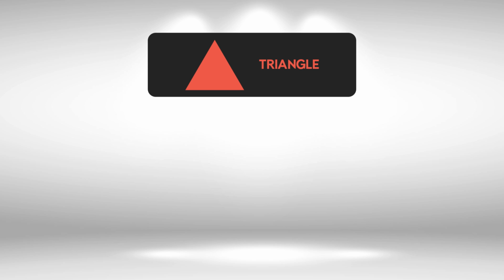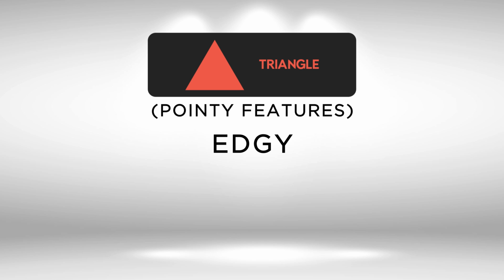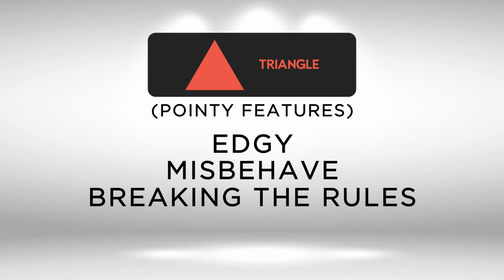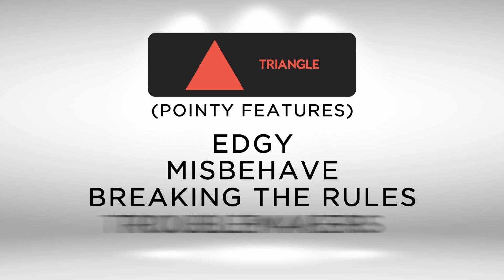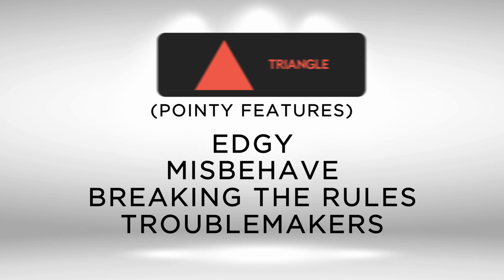The triangle, or pointy features, is used for edgy, even evil characters. Characters who misbehave, have evil thoughts, or just don't mind breaking the rules. They don't have to be evil, but they do tend to get what they want without minding the consequences. They are usually troublemakers, reckless.